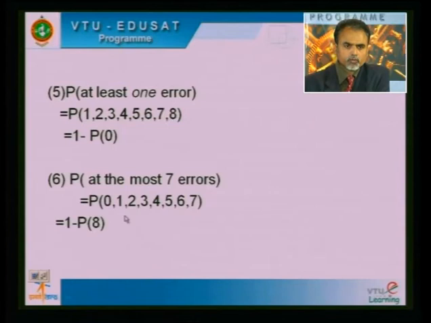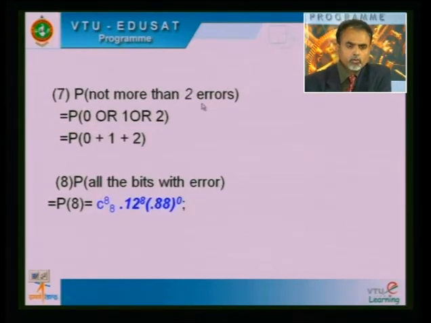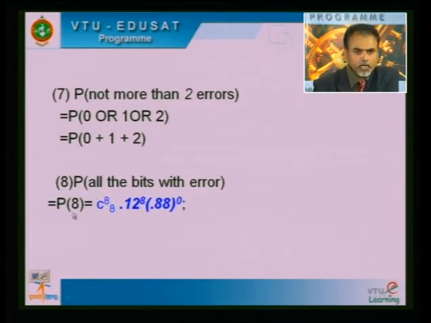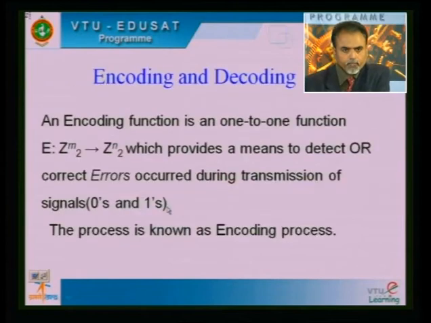See that you do this also. Not more than 2, maximum 2: 0 or 1 or 2, the or is addition, so P of 0 plus P of 1 plus P of 2. All bits in error means exactly 8 errors, so this is the addition.